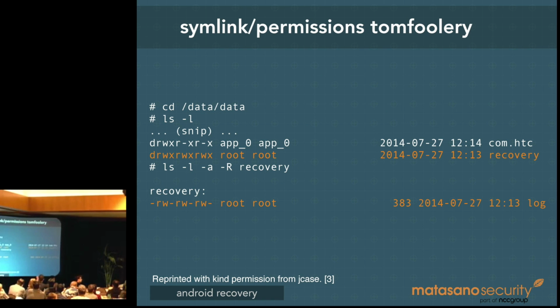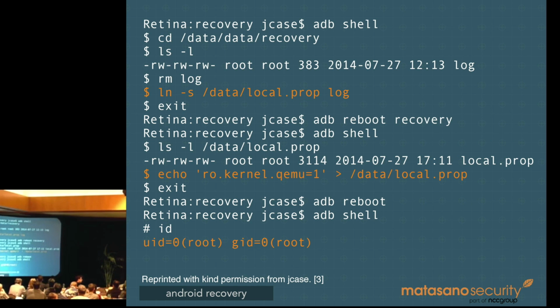Another example from HTC here. Again, we have an overly permissive directory. This is also created with 777. And then we have a log file in here, which is 666, world writable and executable. So what can we do with this? Again, we can remove the existing file because it's world writable. We can symlink data local.prop to this log file.